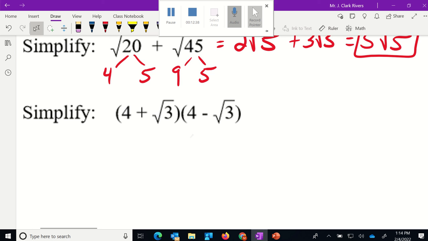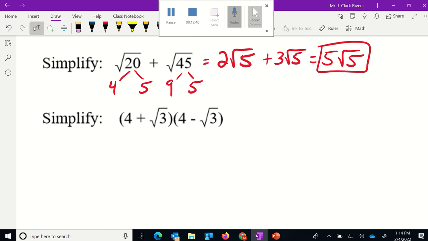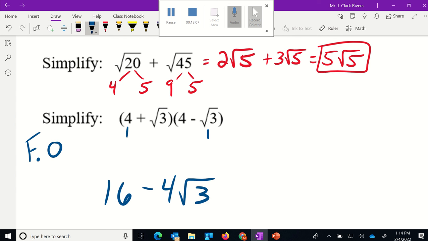Okay. Looking at this example, who knows what we should do here? FOIL, you're correct. We're going to FOIL here first. Let's do it together. 4 is first, 4 is first. 4 times 4 is 16. O stands for outside. 4 is on the outside. Negative root 3 is on the outside. A positive times a negative is a negative. 4 times root 3 is just 4 root 3.